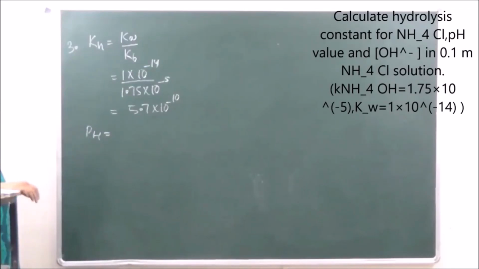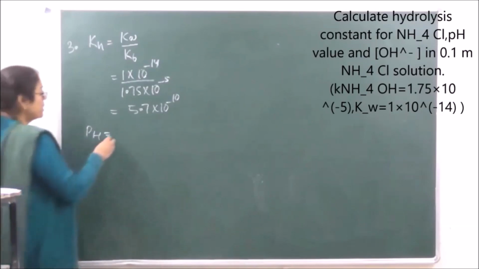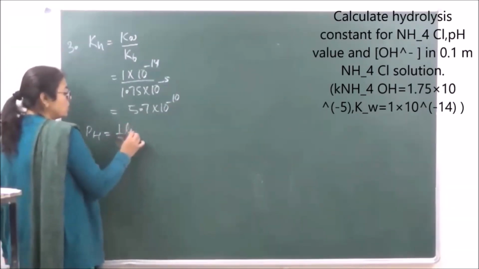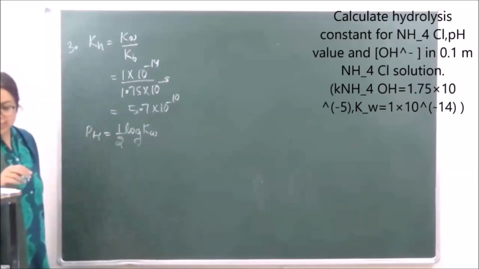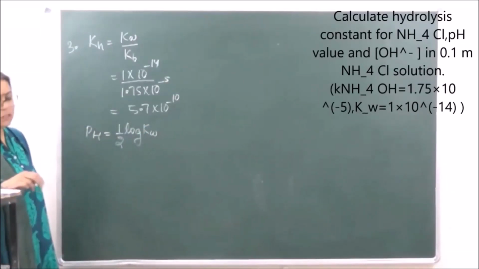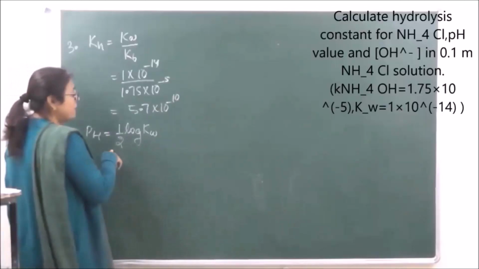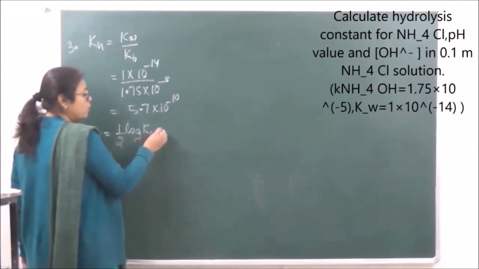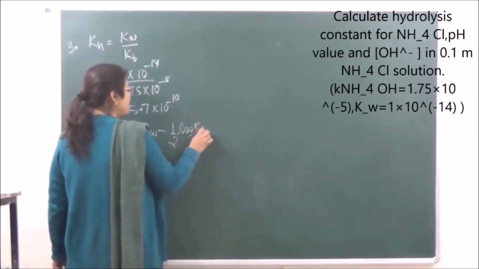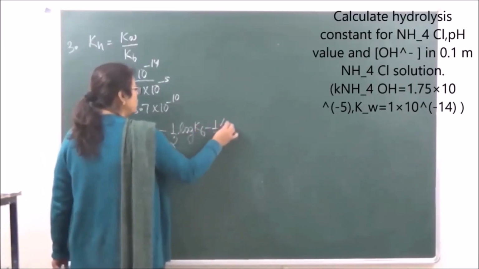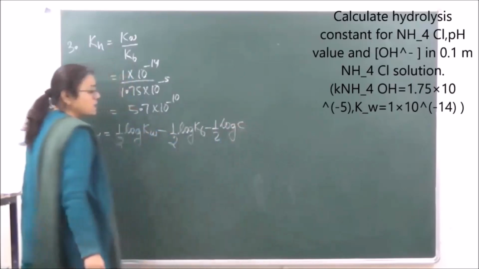pH is going to be equal to, either you can calculate the concentration of H positive ions or you can directly calculate the pH over here. That is going to be equal to 1/2 log of Kw. Is concentration given to us? Yes, it is given, 0.1 molar. So 1/2 log of Kw minus 1/2 log of Kb minus 1/2 log of C.